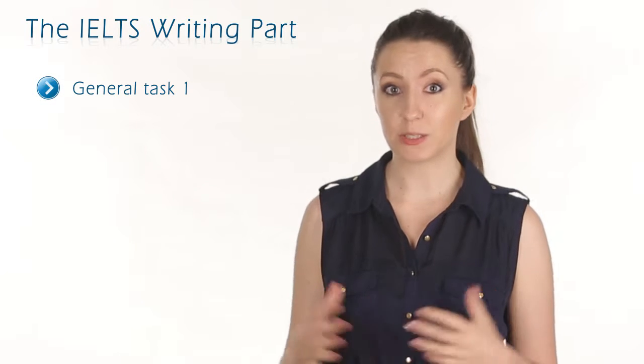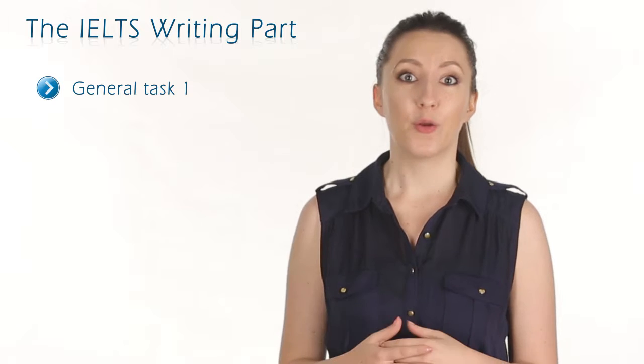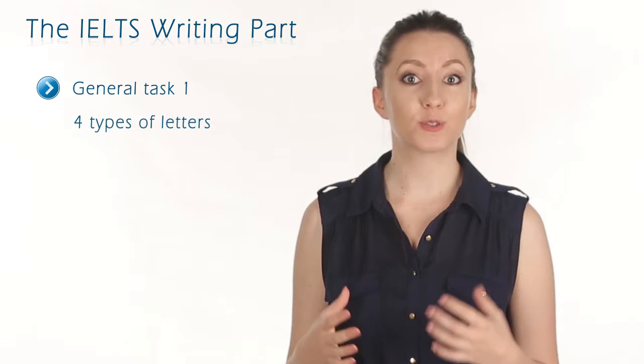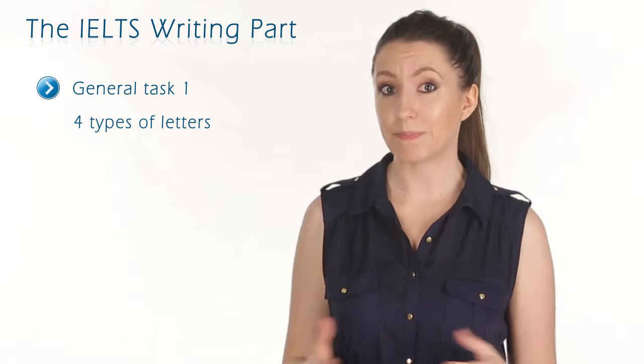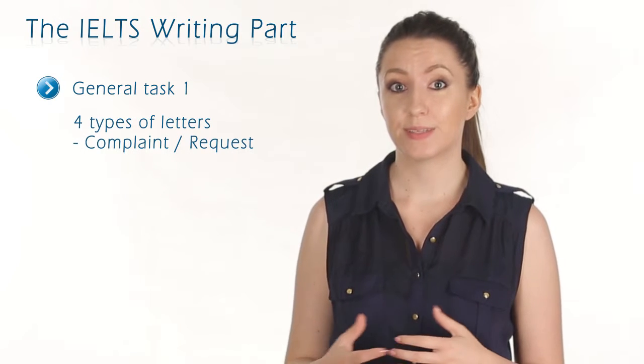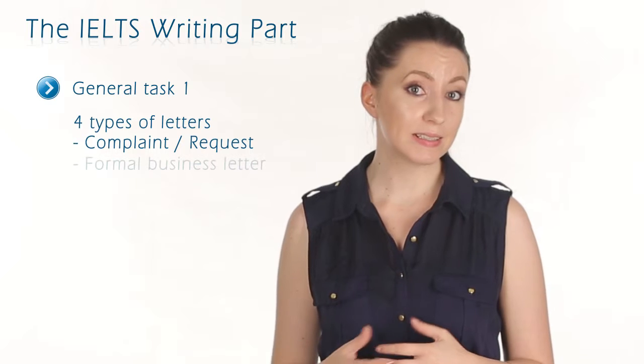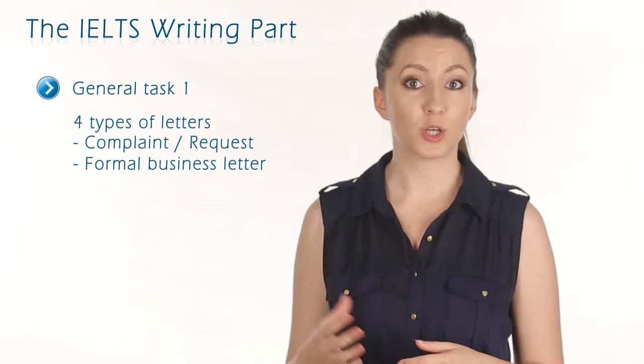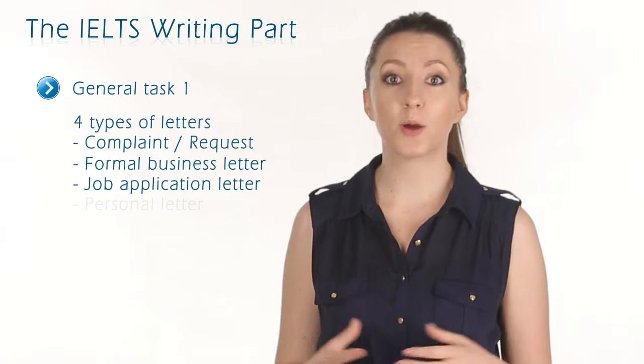Now we're moving on to the in-depth breakdown of structure for General Task 1. Not many people are aware that there are actually 4 types of letters in the IELTS exam. The first one is complaint or request for information. The next one is a formal business letter. And the next one is a job application. And the last one is a personal letter.